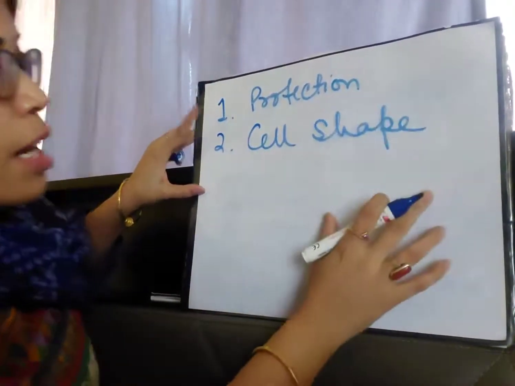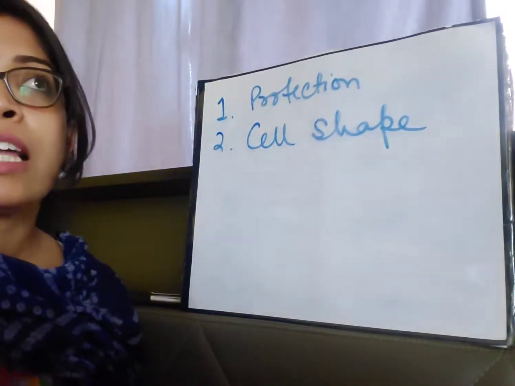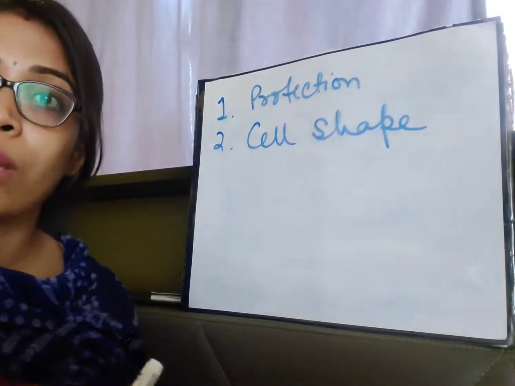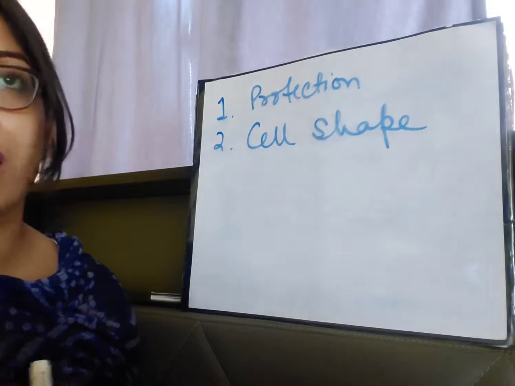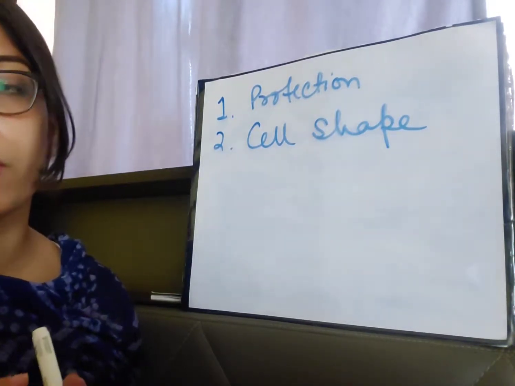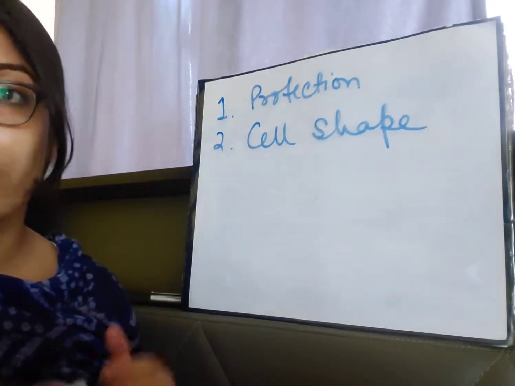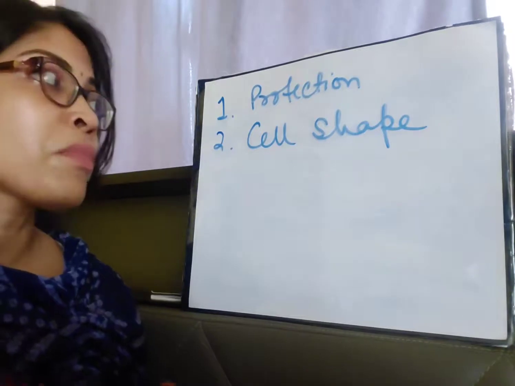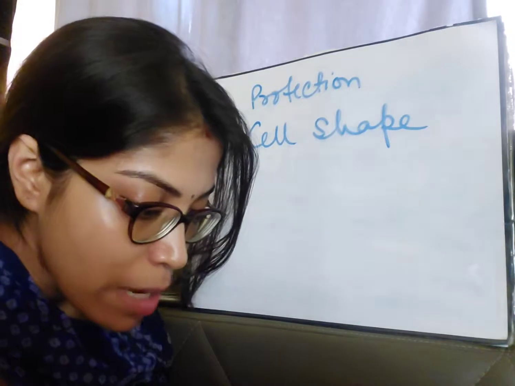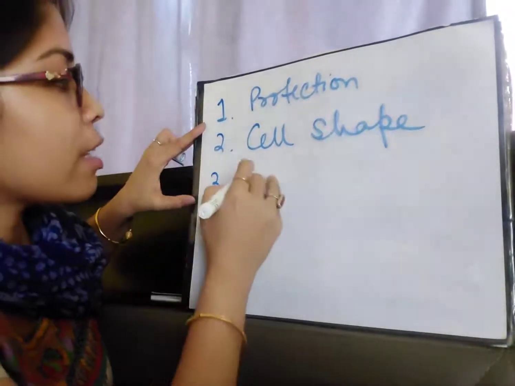The shape of the cell is maintained by the cell wall only because the cell wall is rigid in nature. If it was flexible, if it could be bent in any way, it could not maintain the shape of the cell. Since the cell wall is quite rigid and tough in nature, it can maintain the cell shape. Next point is maintains continuity between adjacent cells.